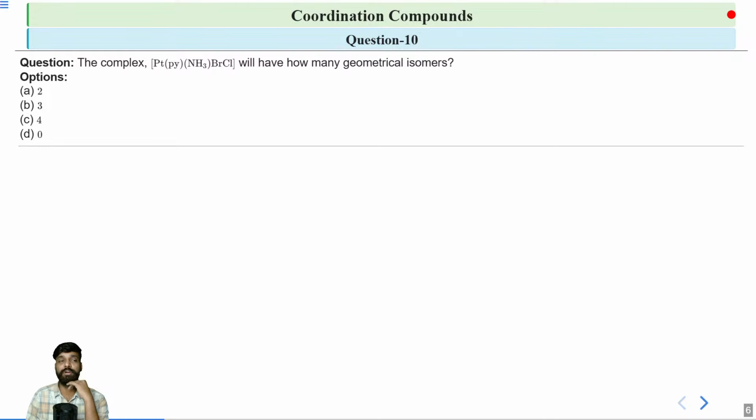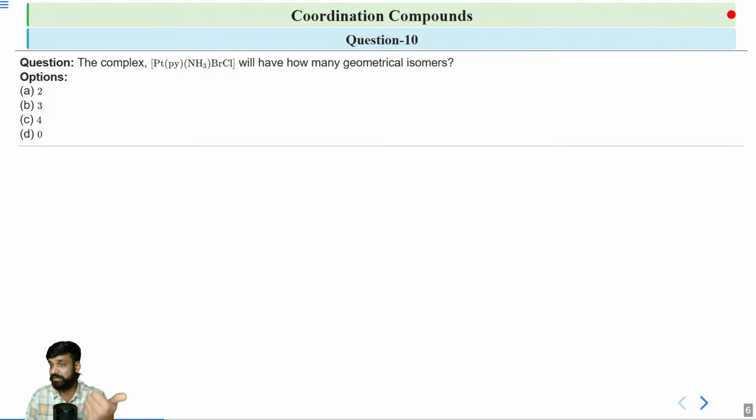Is it having a d8 configuration, your Pt? It is present in the +2 oxidation state, because your Py, which is your pyridine, and your NH3, which is your ammonia, both are neutral in nature. So Br and Cl are to be considered, and Br and Cl are having 1 negative charge. Yes, it is having a d8 configuration.